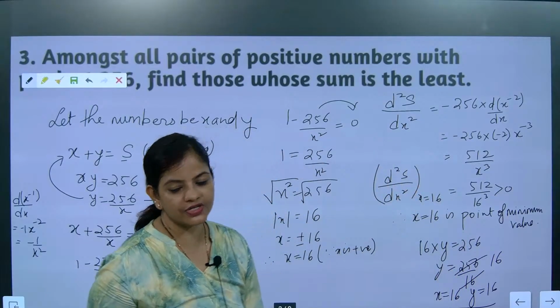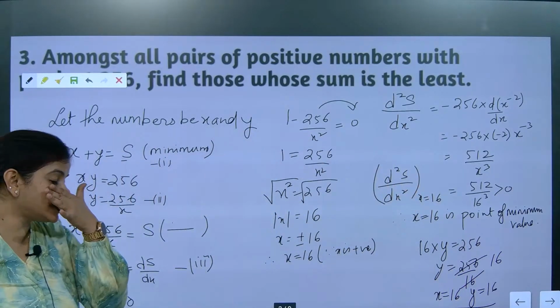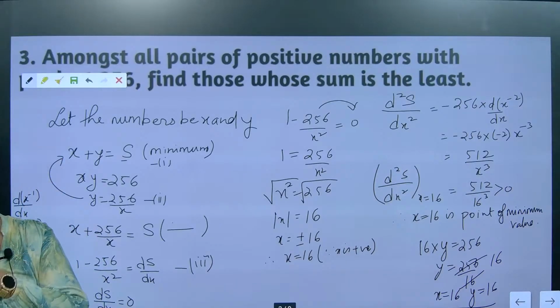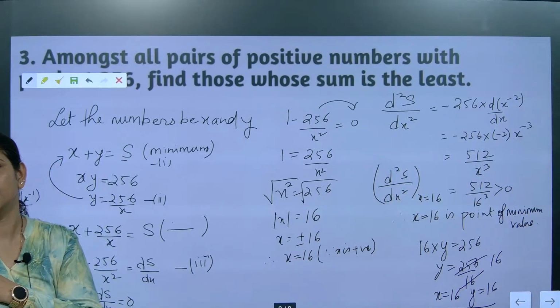Are we ready for the next question? Note down this one, please. All the steps are important, beta. Getting the critical point, no. A systematic approach of writing the answer is most important in this.